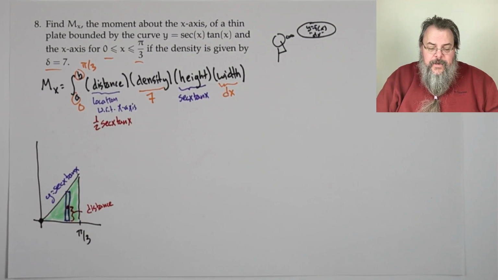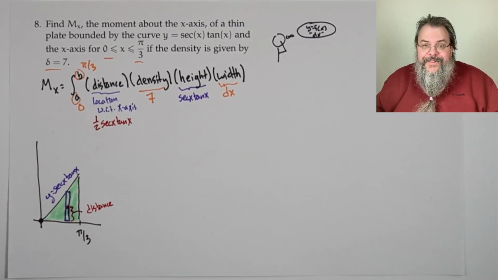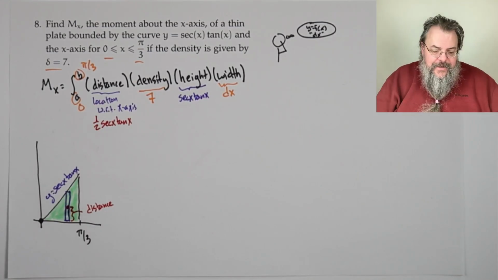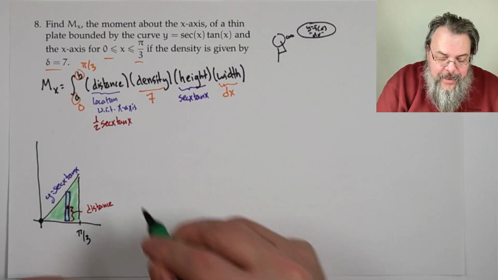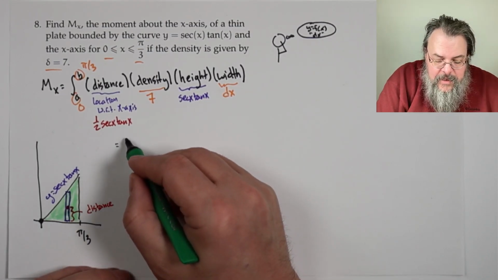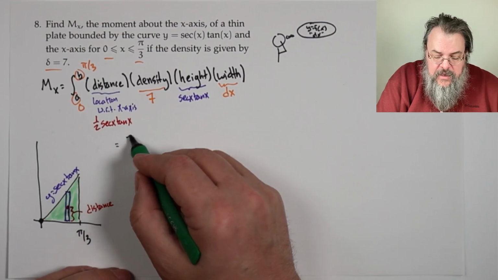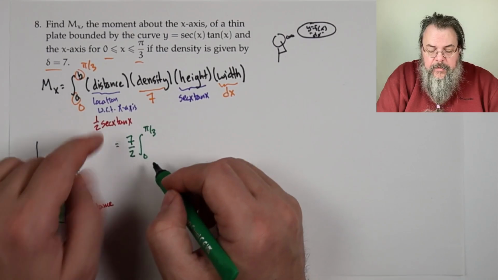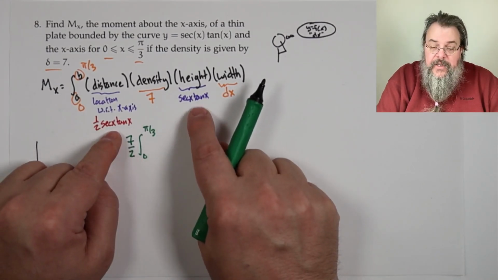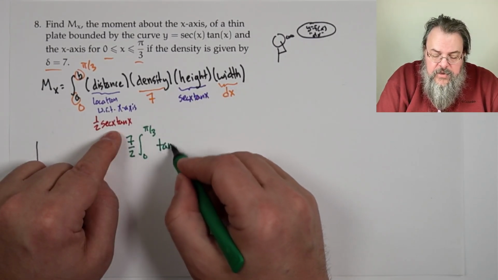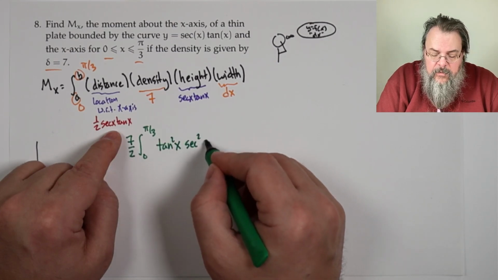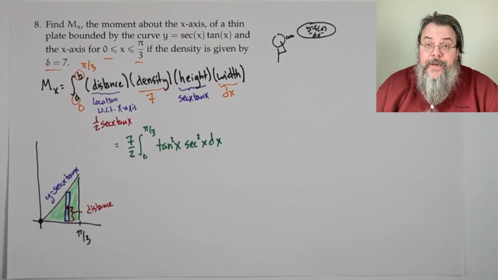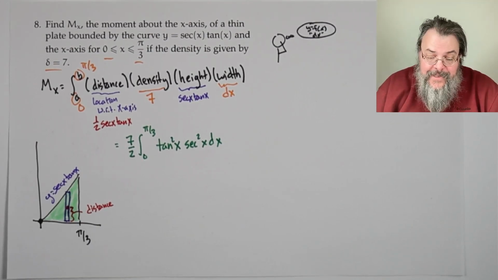All right. Well, now we have all our pieces. We've figured out what everything corresponds to. So we just mush it all together, and we'll see what happens to our integral then. Okay, so the 7 and the 1/2 are both constants, and let's go ahead and pull those out for the time being. Integral 0 to pi over 3, and then we have secant x tangent x times secant x tangent x, which I'm going to write very suspiciously as tangent squared x secant squared x dx. And there we go. Once we integrate that, whatever we get, that's the answer.